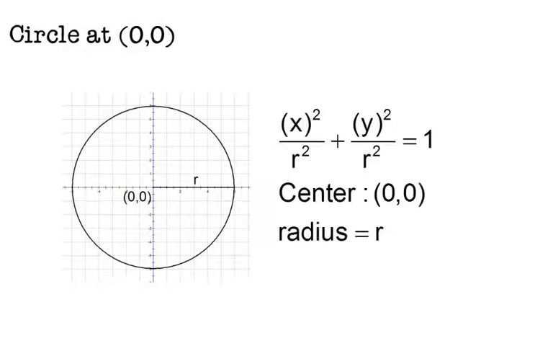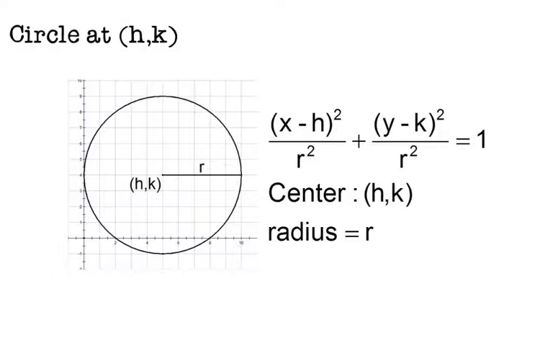Okay, circles are super easy. A circle at 0, 0, the equation is just x squared over r squared plus y squared over r squared equals 1. So the center is obviously at 0, 0, and then the radius is r. So you're going to take the square root of that number at the bottom to find the radius. The only difference for a circle at h, k is it's x minus h all squared plus y minus k all squared. Both of those are over r squared.